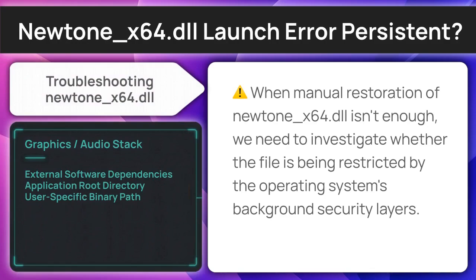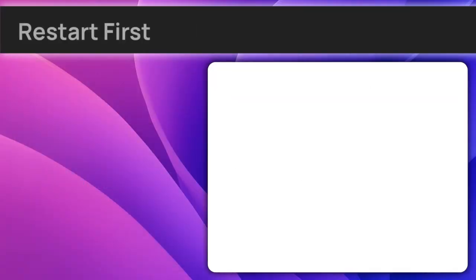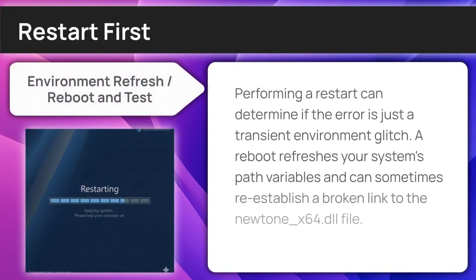for process conflicts. If your system has been running for an extended period, a reboot might be necessary to resync your background processes and clear any temporary locks on the Newtone 64 module file.